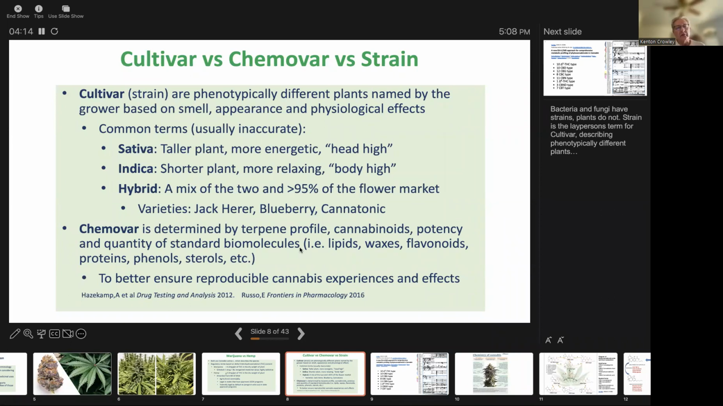Chemovar is a term used to describe the actual chemical profile of the plant, and hopefully chemovar will be used as we move cannabis into a more acceptable and reproducible form in medicine.